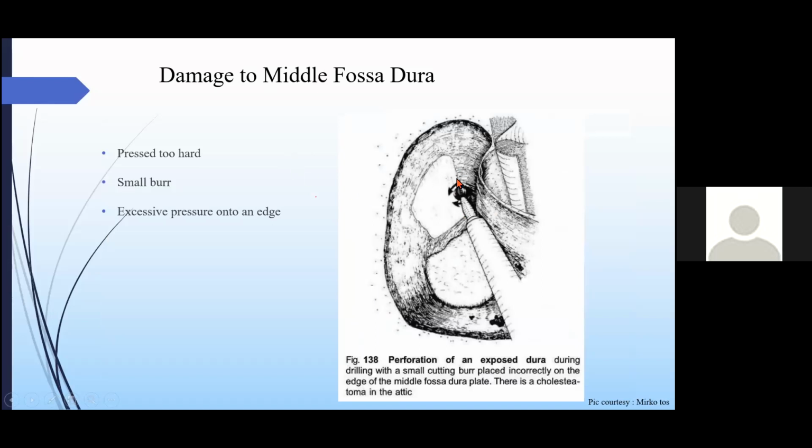Damage can happen to the dura when we are drilling or skeletonizing the low-lying dural plate. When we are using a small burr, as I said, small burrs have a more penetrating tendency. Or if we are pressing too hard, then they can damage the dura, or we are applying excessive pressure on the edge. Dural breach should not happen. It's an unnecessary complication. But if it happens, it can be managed.